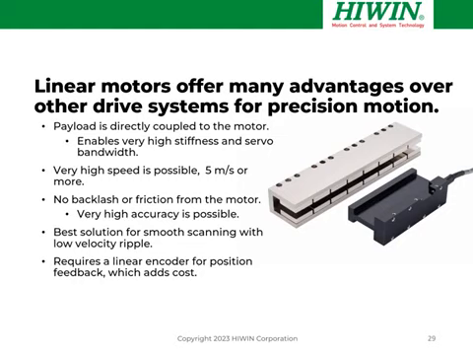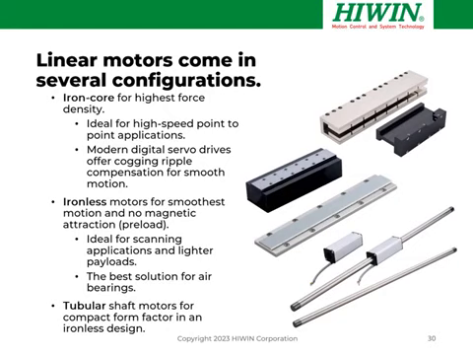A linear motor is often your best solution for very smooth scanning with low velocity ripple, especially an ironless type motor, which we'll talk about. One thing to consider is if you do use a linear motor, you will need a linear encoder for position feedback, which adds some cost. Linear motors have been around for a long time, and they come in quite a few different configurations and force ratings. The iron core style is what you would typically consider for the highest force density.